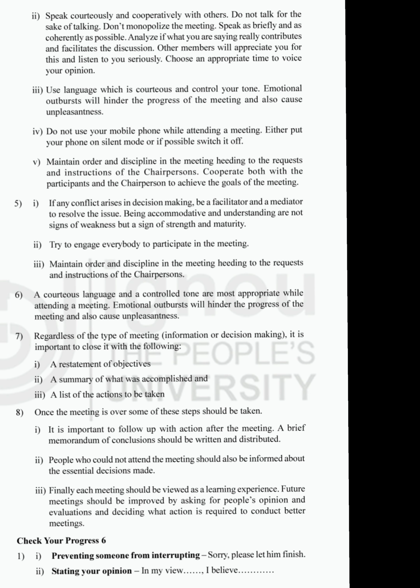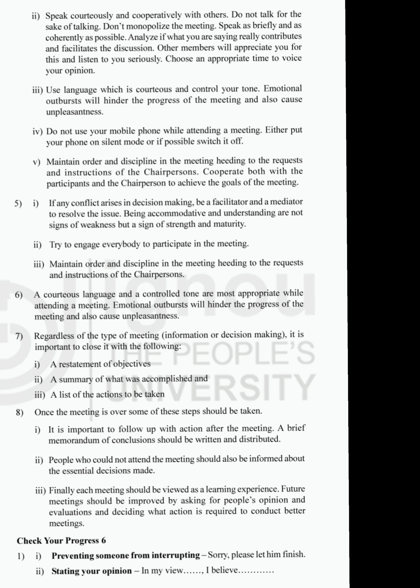7. Regardless of the type of meeting, information or decision making, it is important to close it with the following. I. A restatement of objectives. II. A summary of what was accomplished and III. A list of the actions to be taken. 8. Once the meeting is over, some of these steps should be taken.